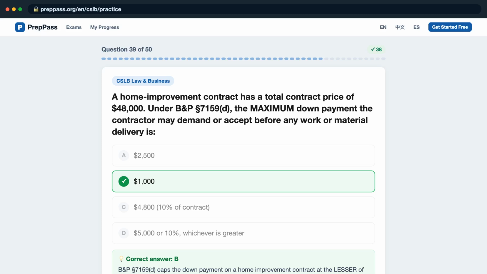BNP Section 7159(d) caps the down payment on a home improvement contract at the lesser of $1,000 or 10% of the contract price, exclusive of finance charges. Here 10% would be $4,800, so the lesser amount of $1,000 controls.